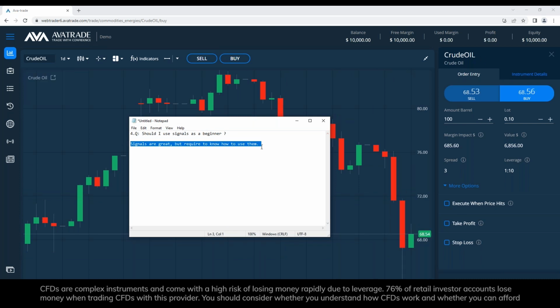It needs to be prepared. Okay, signals are great. Okay, so signals are instructions of what to buy or sell and when. Well, sometimes the when is not even there. So should I use signals as a beginner? It's possible to use signals, can be great with the right preparations, right?